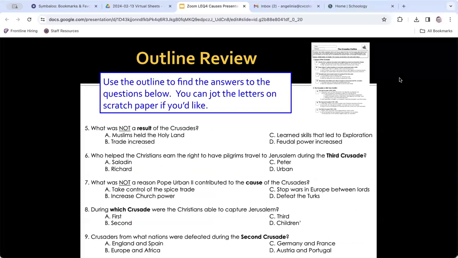What you're going to do is use your outline from yesterday to find the answers to the questions below. Just like in the Kahoot, I gave you questions that should provide you with hints on where to look in the outline. Remember that the goal of note-taking is to think as we take notes and organize our ideas so that if we need to look back at them later on, we can find the information that we're looking for.